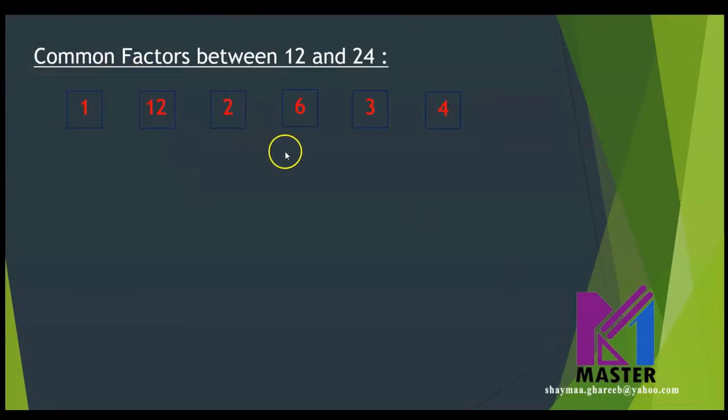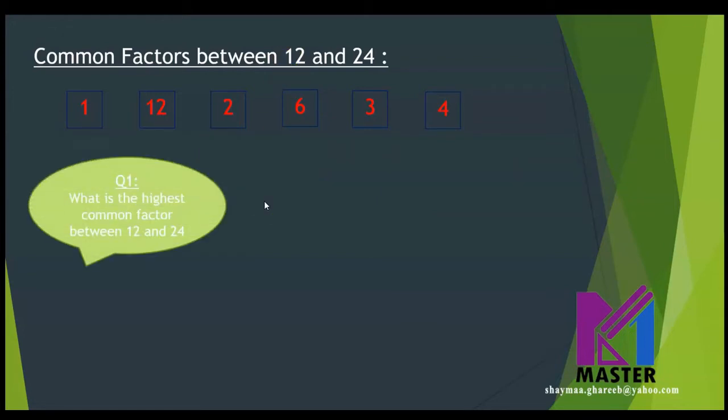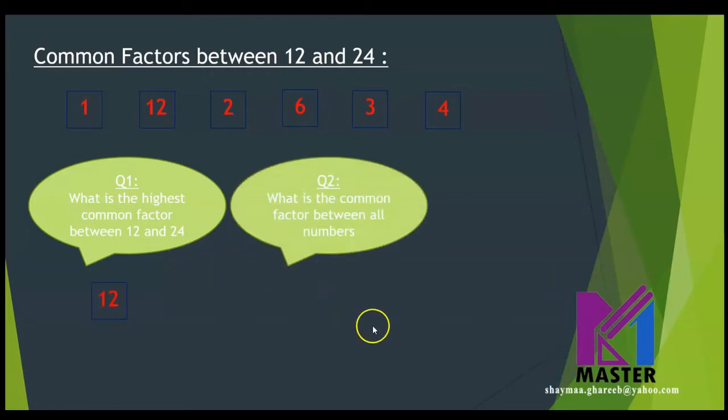These are the common factors between 12 and 24: 1, 12, 2, 6, 3, 4, and we said they are the factors of 12 as well. Let's see this question. What is the highest common factor between 12 and 24? These are the common factors between 12 and 24. So which one is the highest common factor? Which means the biggest factor, the biggest common factor, the greatest common factor. Number 12, of course.